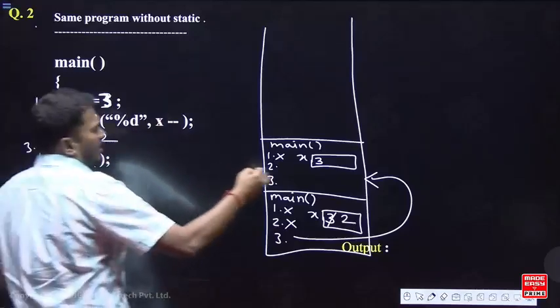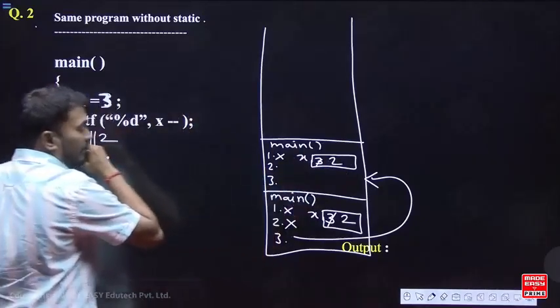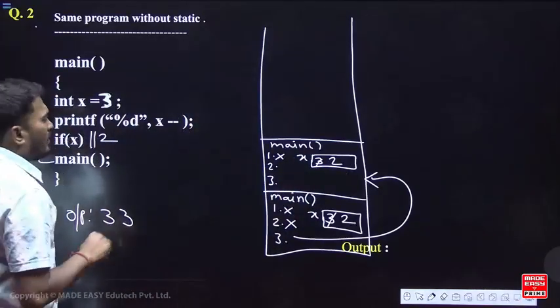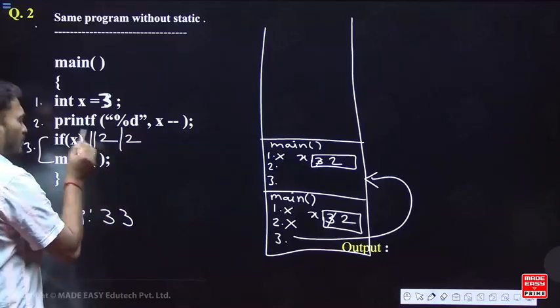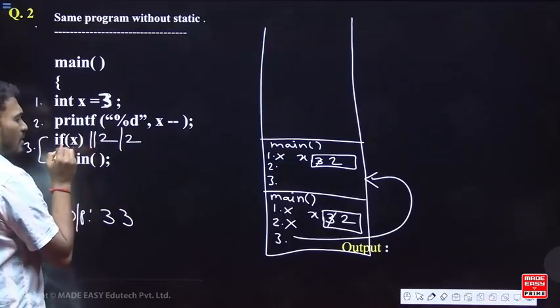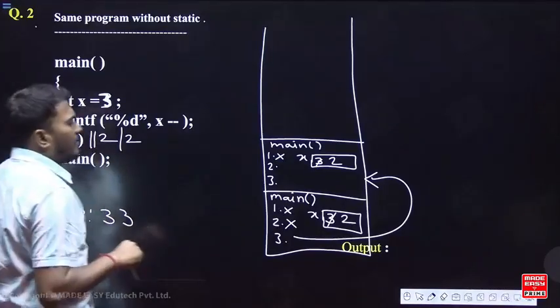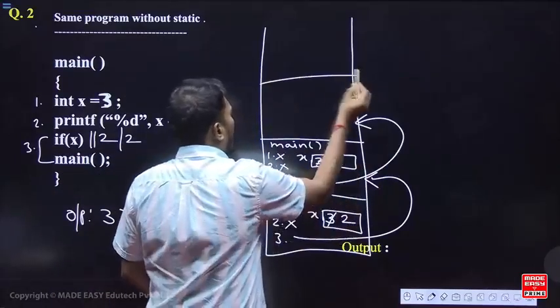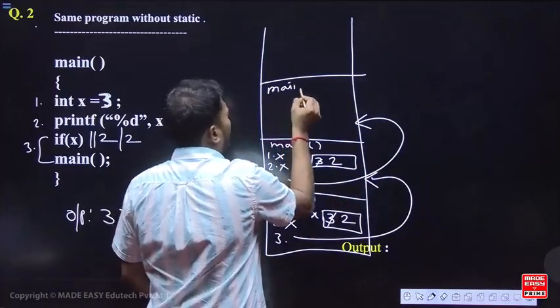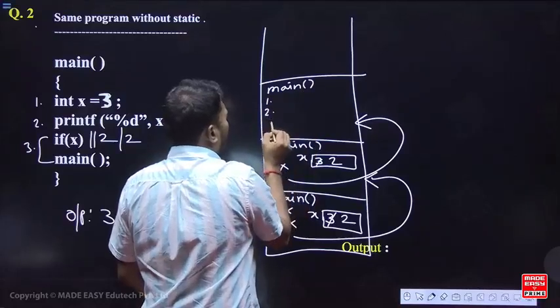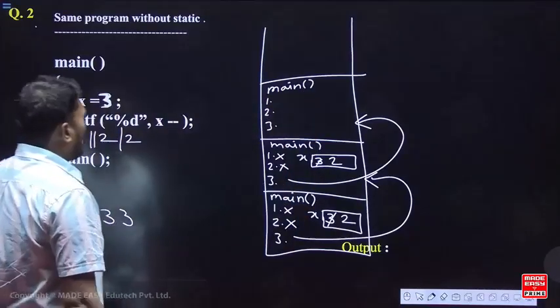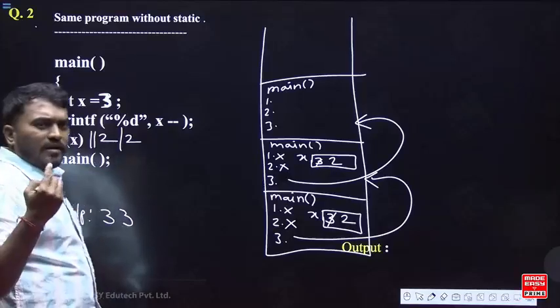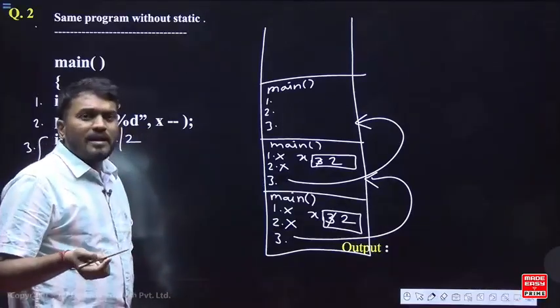and again it is post decrement, so x value will change to 2. And next, if x: what is the x value now? 2, and 2 means non-zero, non-zero means true. True means again the main function will be called. So the second is done, and from the third again the main function will be pushed into the stack, and again one more activation record will be created in the stack, again you will have 1, 2, 3 statements.